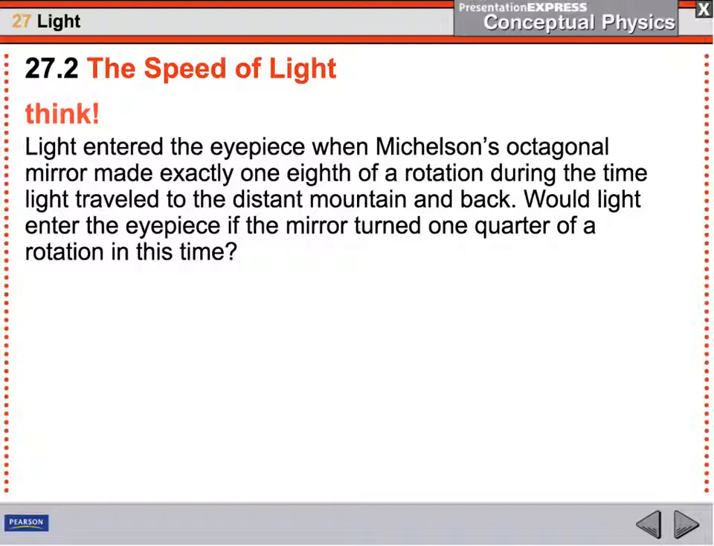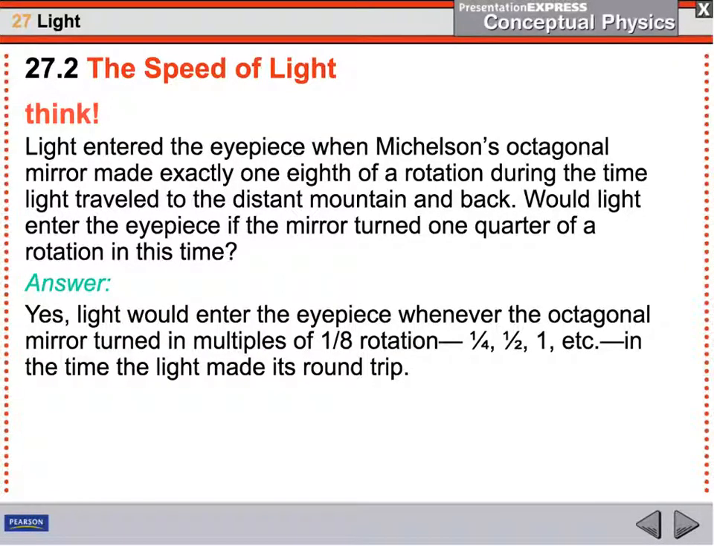Alright, here's your think question. Light entered the eyepiece when Michelson's octagonal mirror made exactly 1/8 of a rotation during the time light traveled to the distant mountain and back. Would light enter the eyepiece if the mirror turned 1/4 of a rotation in this time? Question.